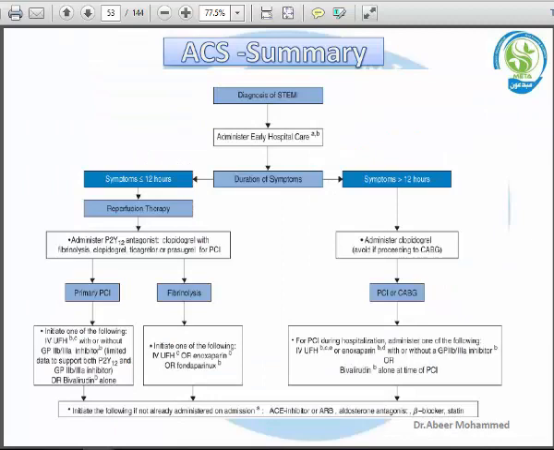As a summary for acute coronary syndrome: first, diagnose the patient, and if it is STEMI, we do early administration of care for the patient in the hospital or emergency. I look at the duration of symptoms. If symptoms are less than 12 hours, I can go straight to primary PCI or fibrinolysis. If more than 12 hours, I won't benefit from fibrinolytic therapy, so I can use PCI or CABG.